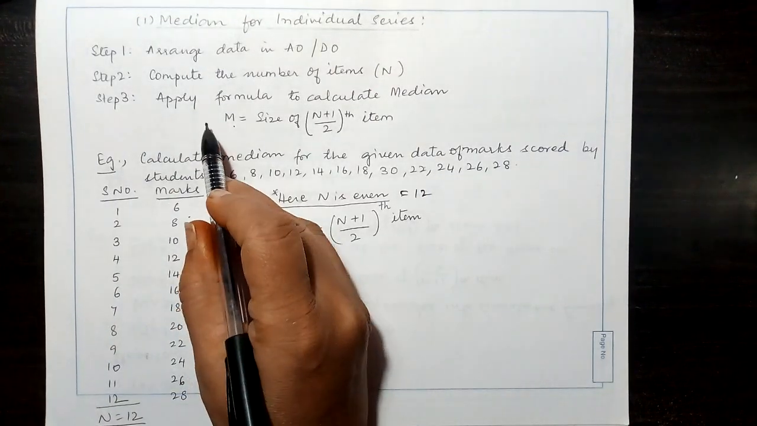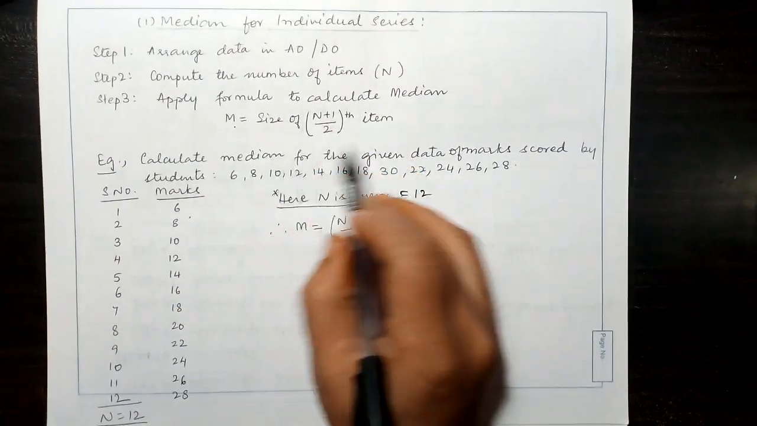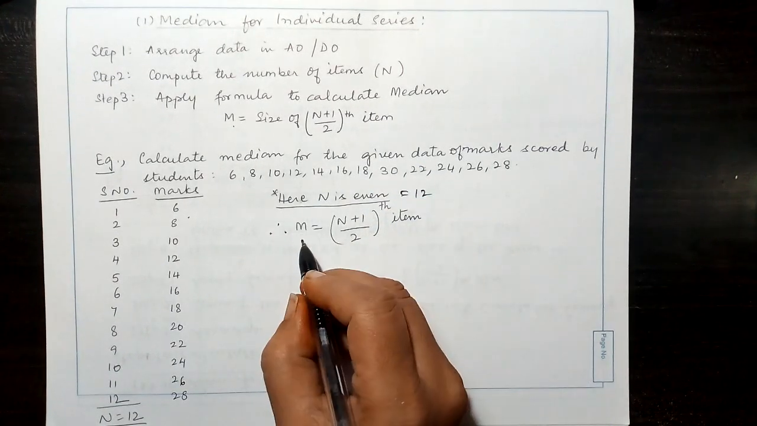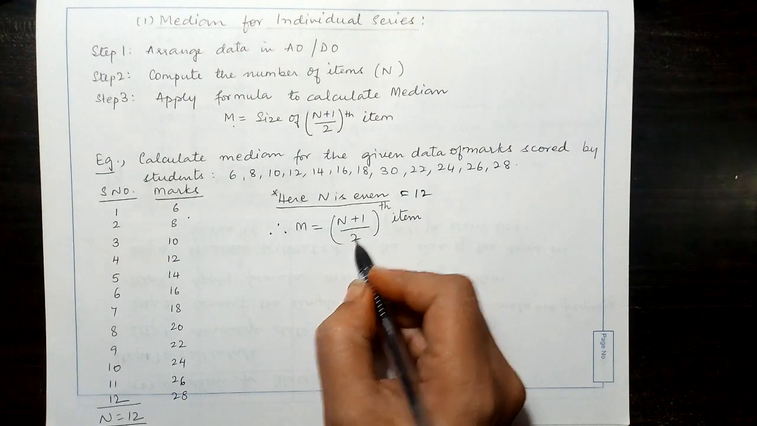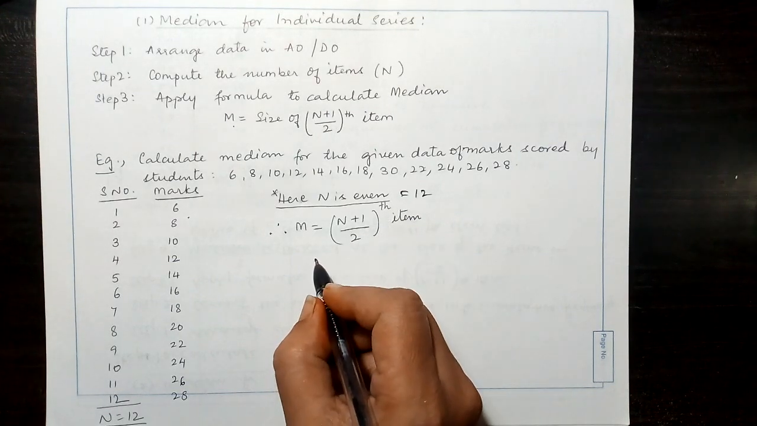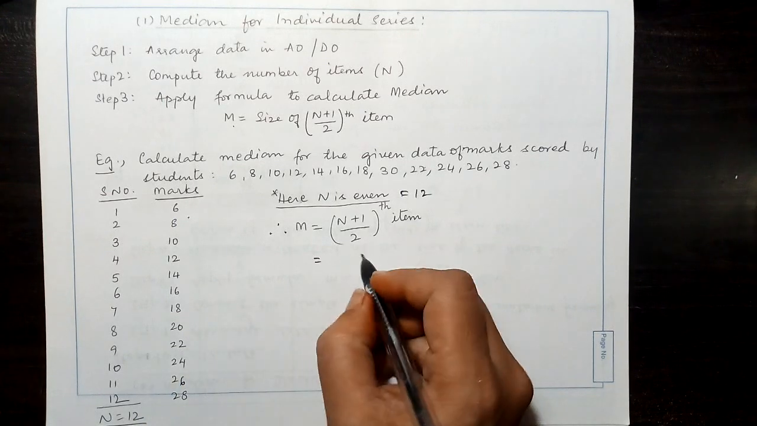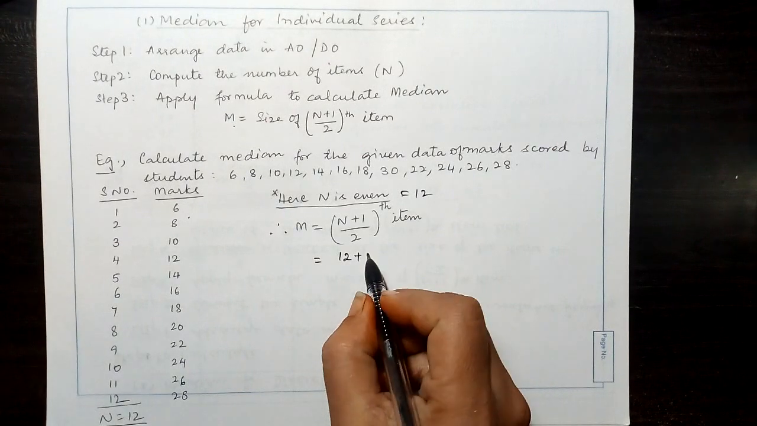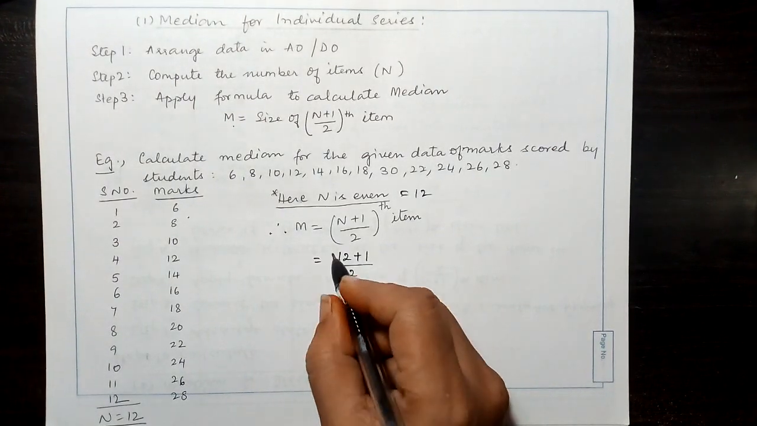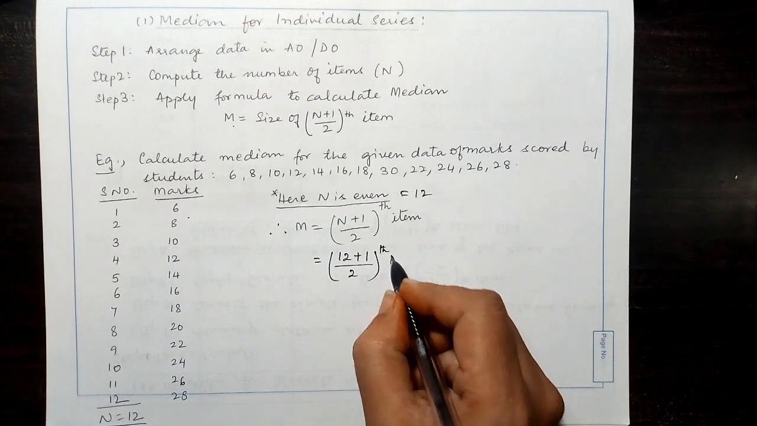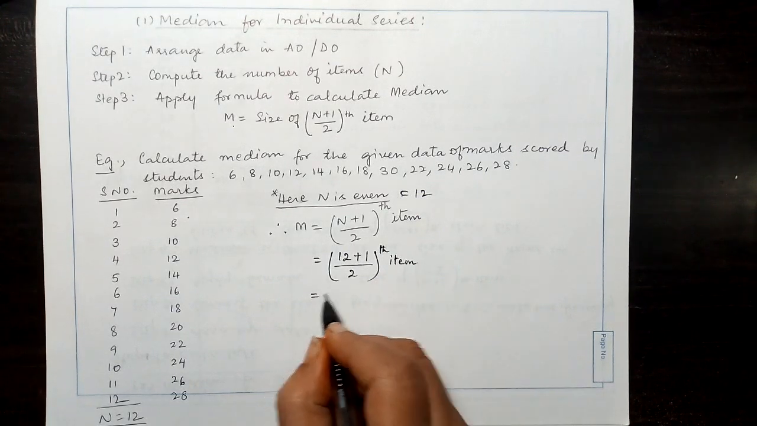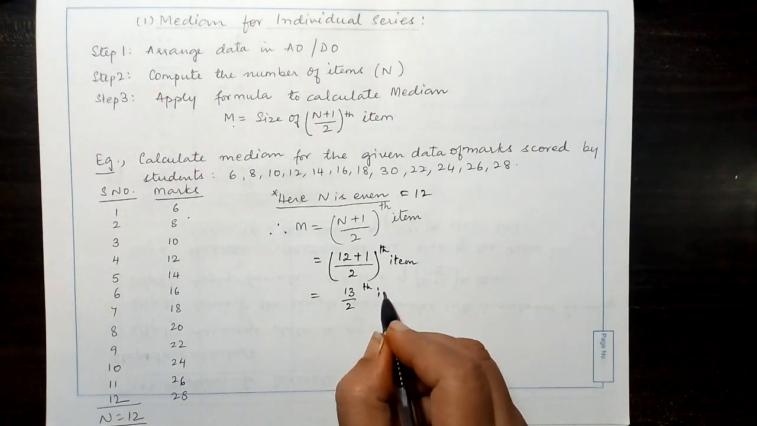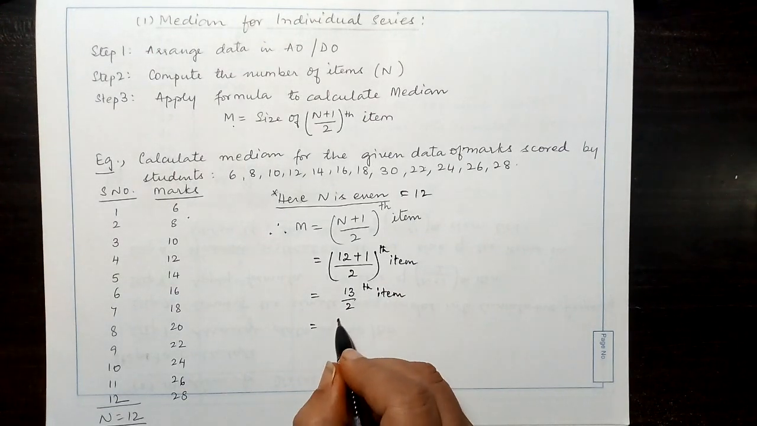Now the third step is to calculate median using the formula. So here we have the formula. When n is equal to 12, M is equal to (n plus 1) by 2th item. Let's put the value of n. N we calculated as 12. We have 12 observations plus 1, divided by 2th item. This is equal to 12 plus 1, 13 by 2, the 13 by 2th item.